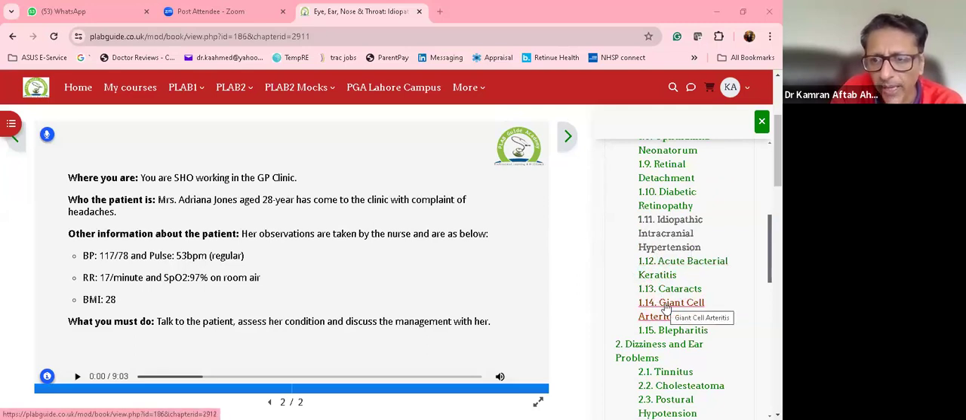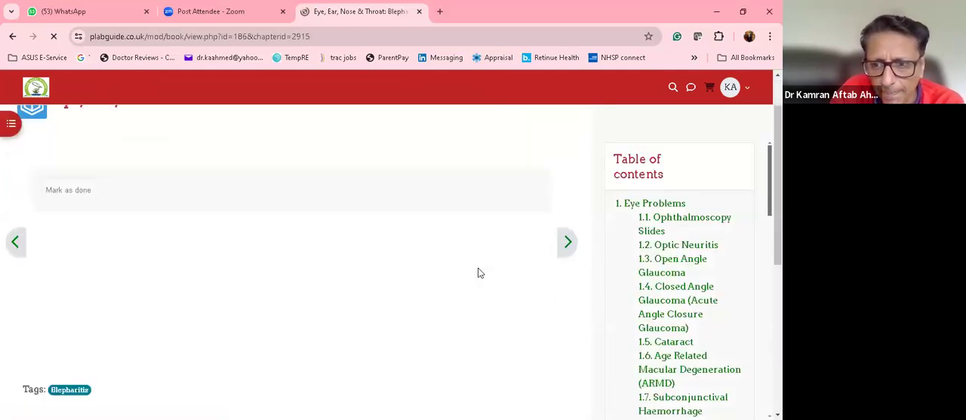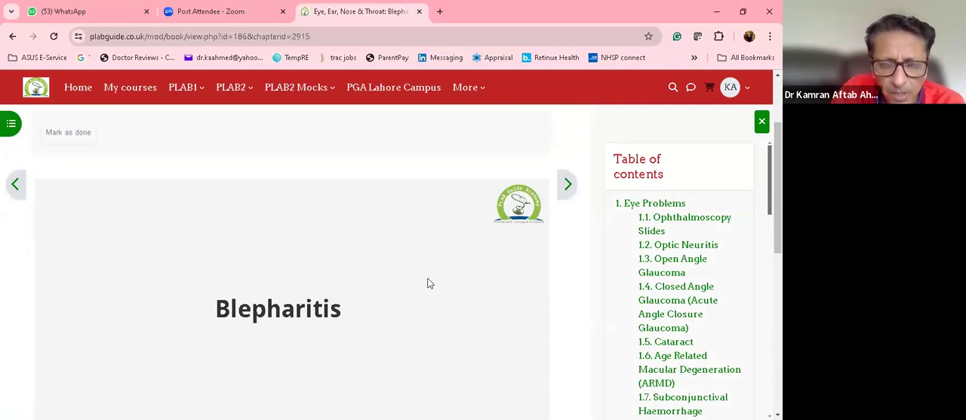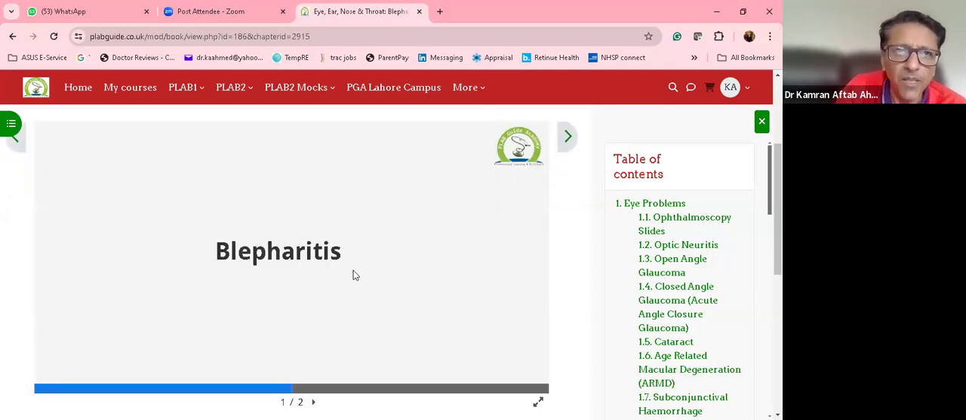Yep. Okay. Now, I think I will do this one first, which is blepharitis. I was at the PLAB Guide Academy the other day, and they were discussing something related to the eye. I was there for something else, and I found that they had a blepharitis scenario that day. However, most of the candidates, unfortunately, did not have any sort of information about blepharitis. Some of them thought that it was allergic conjunctivitis. Some of them thought of other conditions. However, it was a blepharitis scenario.